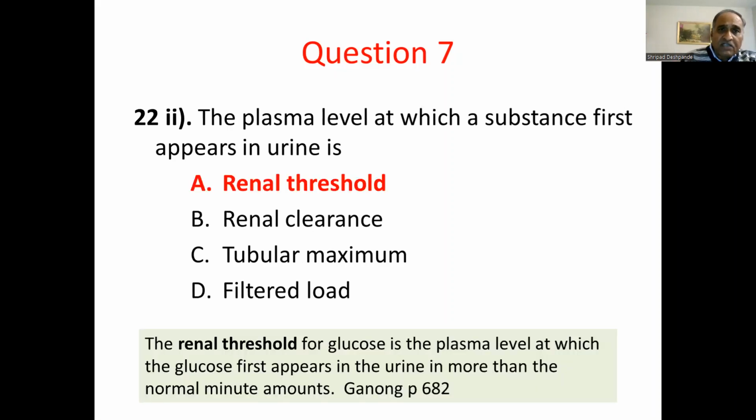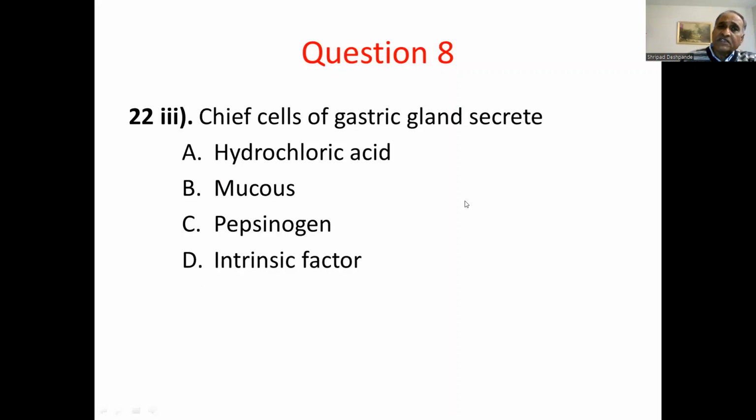So therefore, the answer to this question is renal threshold. Renal threshold for glucose is the plasma level at which glucose first appears in urine in more than the normal minute amounts. So it's Ganong 682. You can refer to that. That's it. Moving on to question 8.